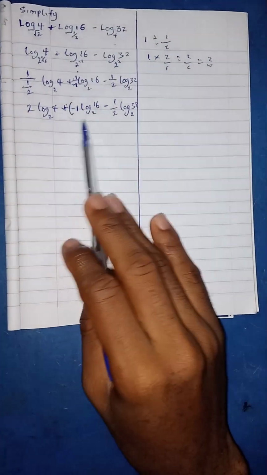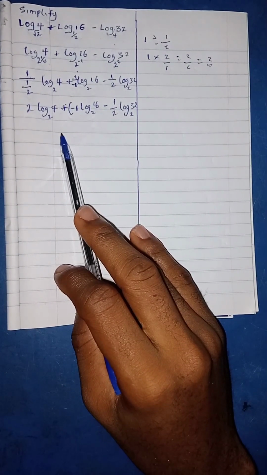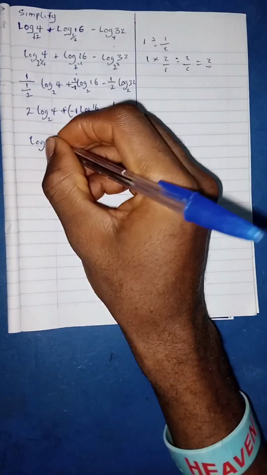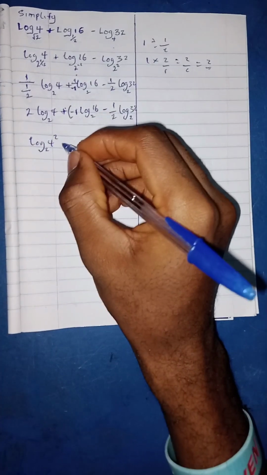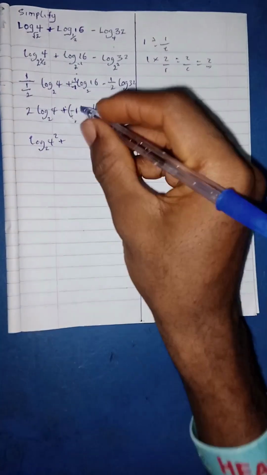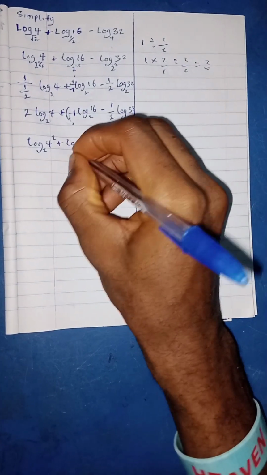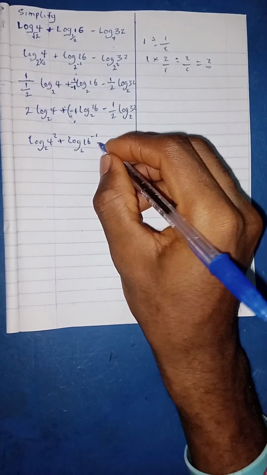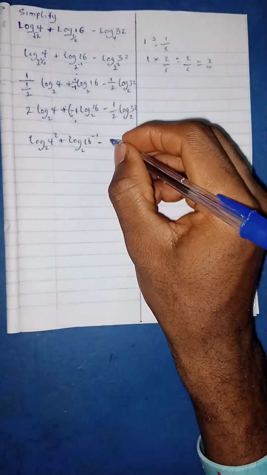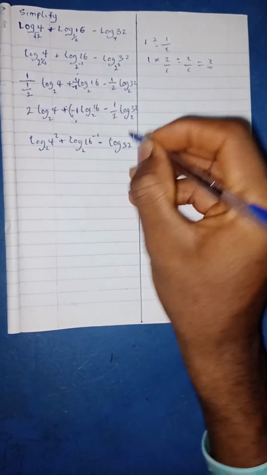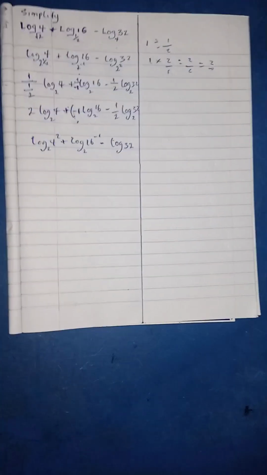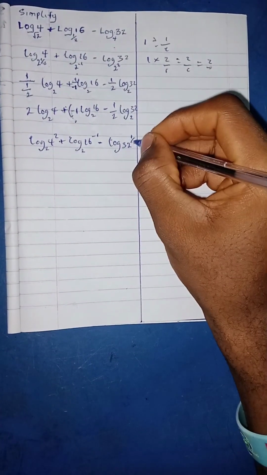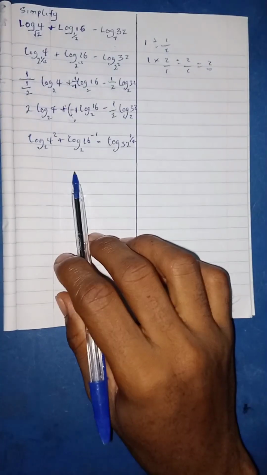Now we're having all the bases to be the same, so we apply our laws of logarithm. Applying our laws of logarithm now, this is same thing as saying log 4 square base 2 plus this minus 1 will go to the power, this 16, this is now log 16 to the power of minus 1 base 2 minus this 1 over 2 will go to this side, and we're having log 32, same thing as saying 32 to the power of 1 over 2, right, from our laws of logarithm.